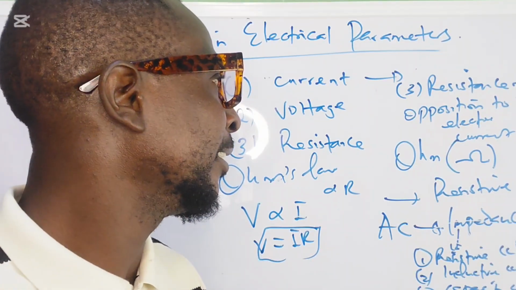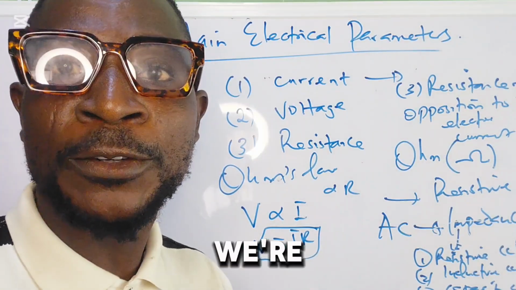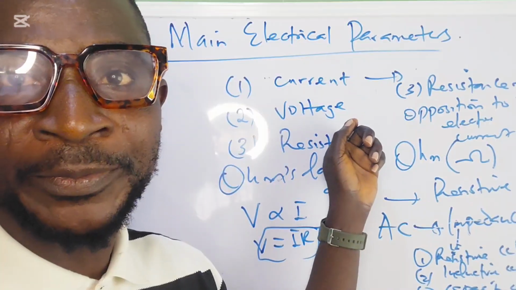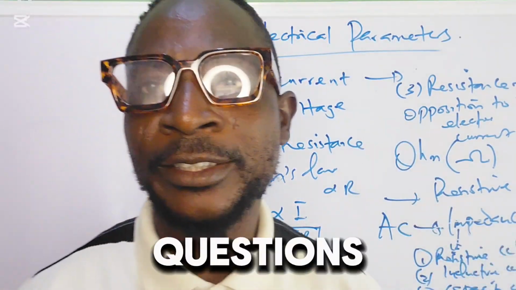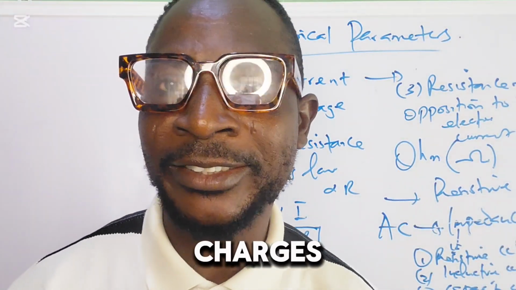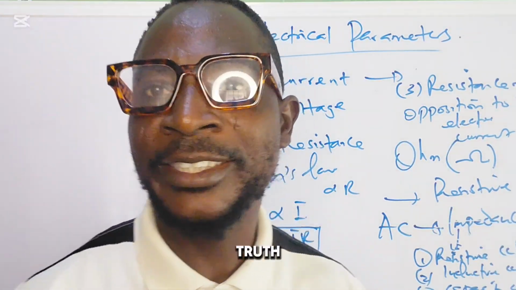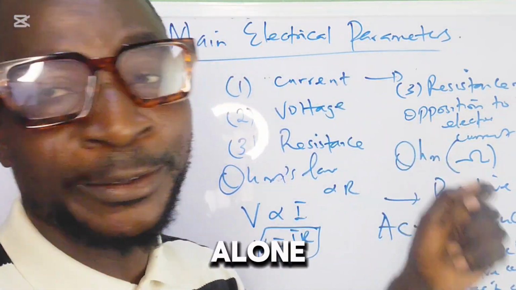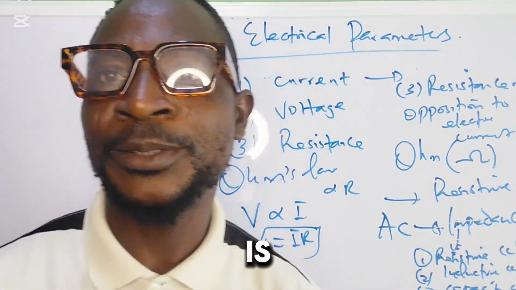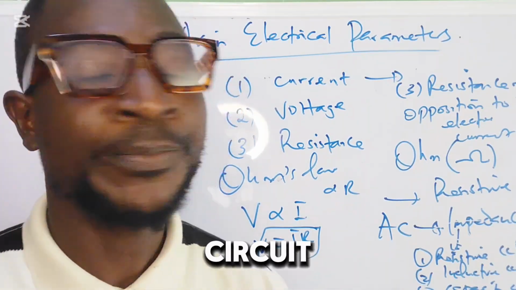So that is that. In our next class, we are going to be discussing power. We're going to be discussing the product of this and this. I've been seeing some questions online, people asking which electrical parameter charges a battery. Some say it's current, some say voltage. The truth is none of this can do it alone. They have to come together. It is the product of this and this that charges your battery, which is power. It is the power that does the actual job in your electric circuit.